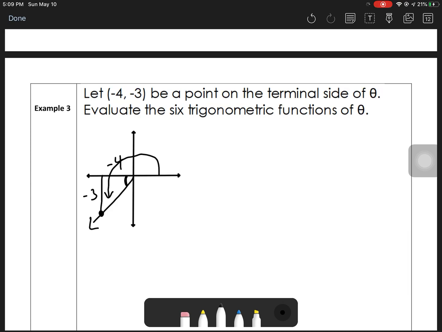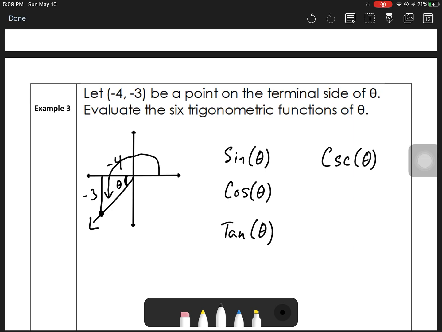So this is our angle right here because we connected that to the x-axis. So we want to evaluate the 6 trig functions. So we are going to find, this is our theta, we're going to find the sine of theta, the cosine of theta, the tangent, and then we're going to find the reciprocals of those, which is cosecant, secant, and cotangent.